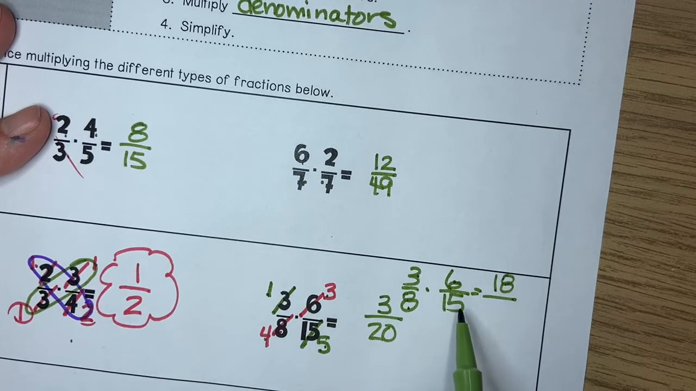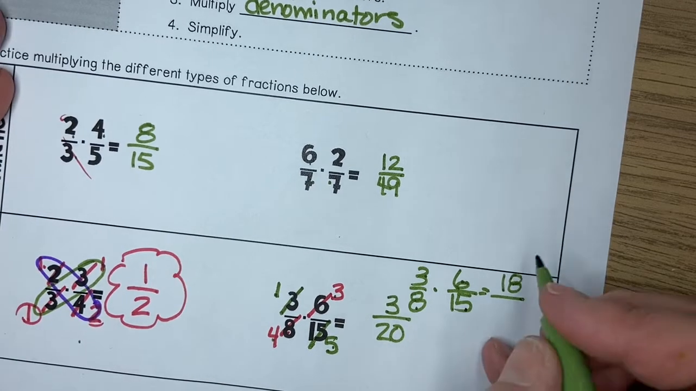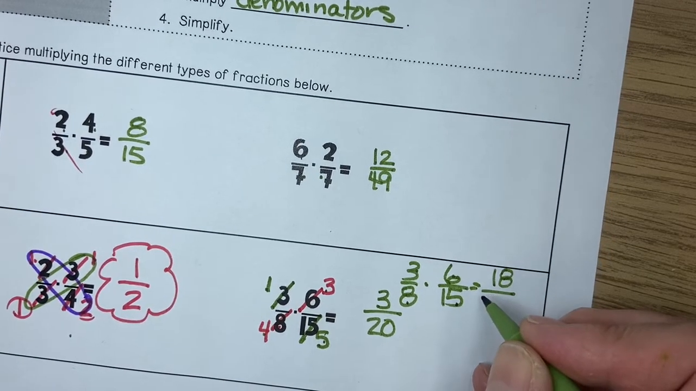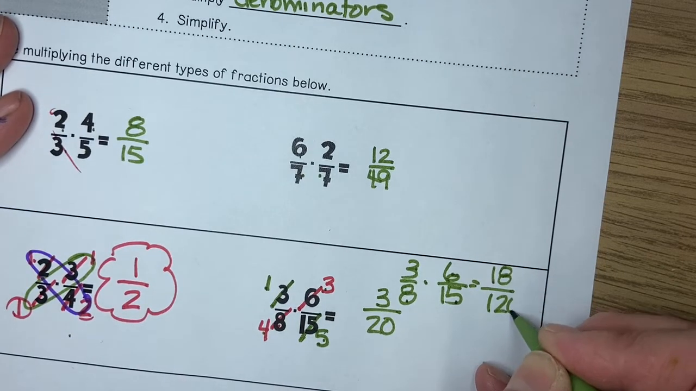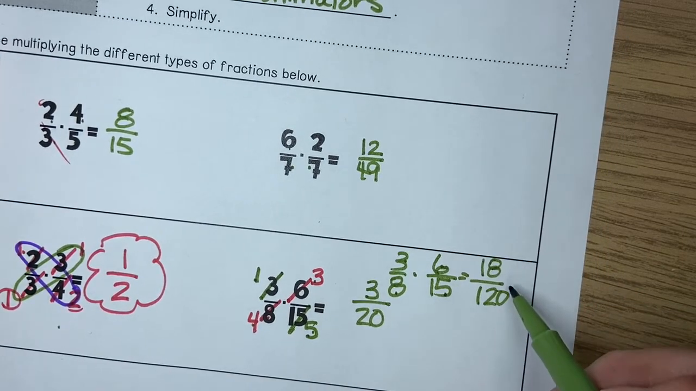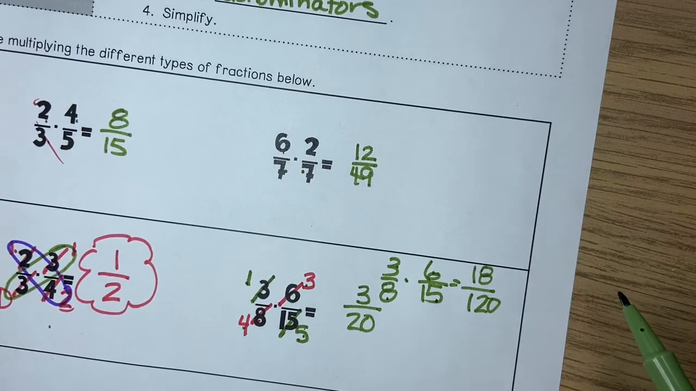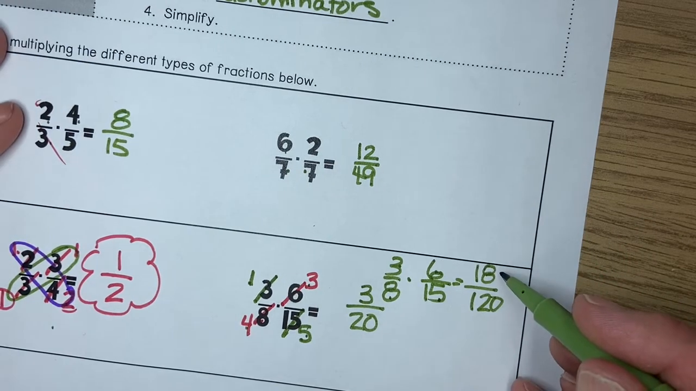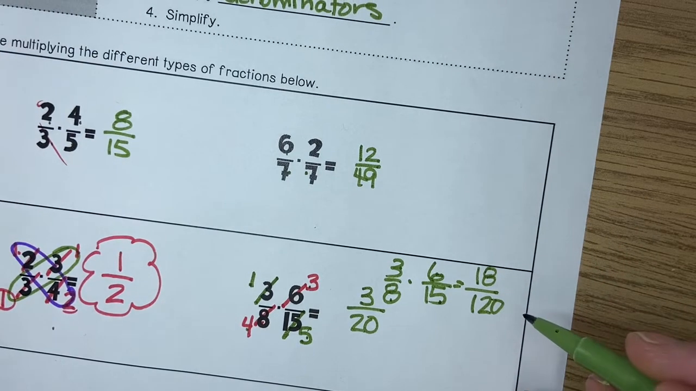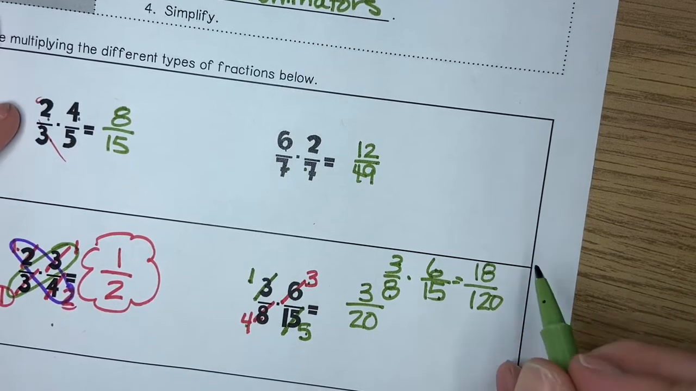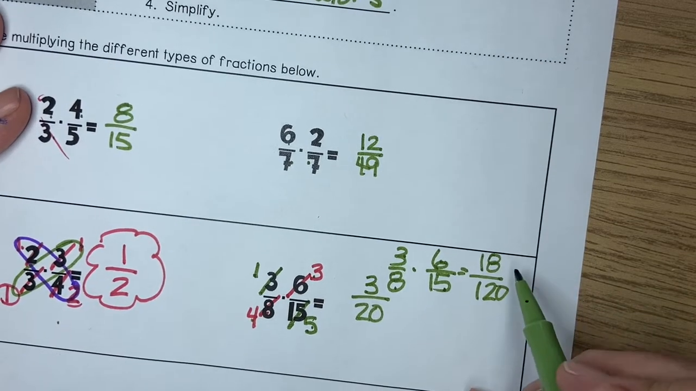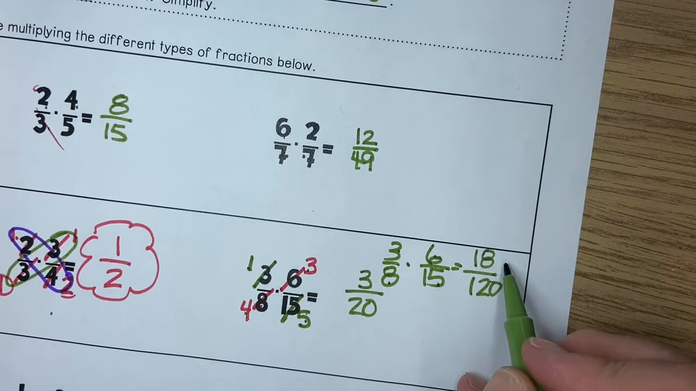I'd have to multiply out 8 times 15, which you would have to multiply out if you don't know that off the top of your head. It is 120. I would have to reduce that monstrosity. So I would have to know what number can go into 18 and 120. In this case, it looks like it's going to be 6, but you might not know that right off the top of your head, so you'd have to do a little bit of dividing, okay?